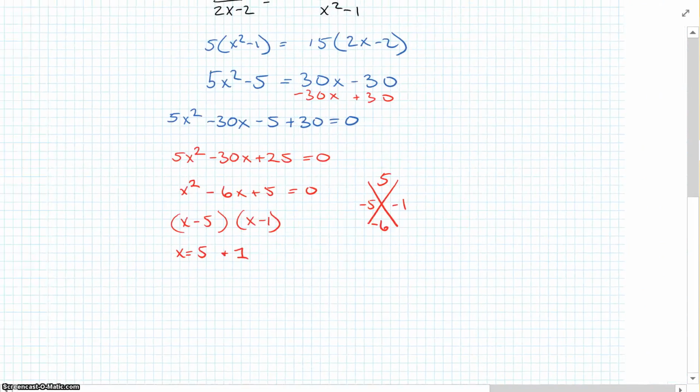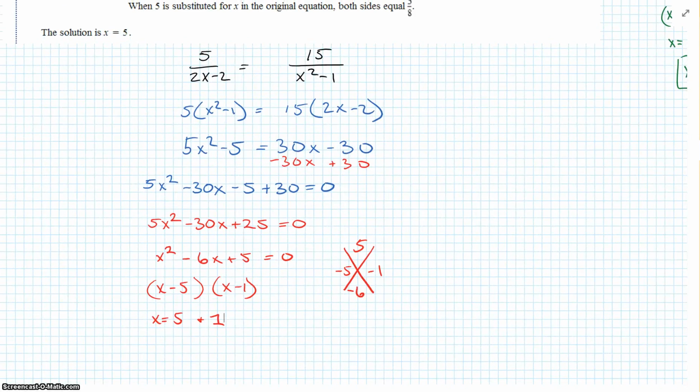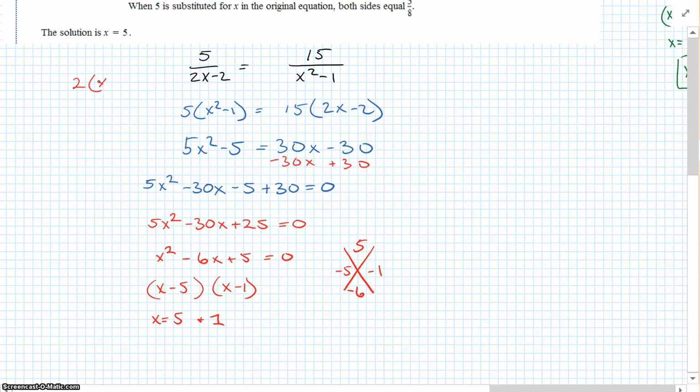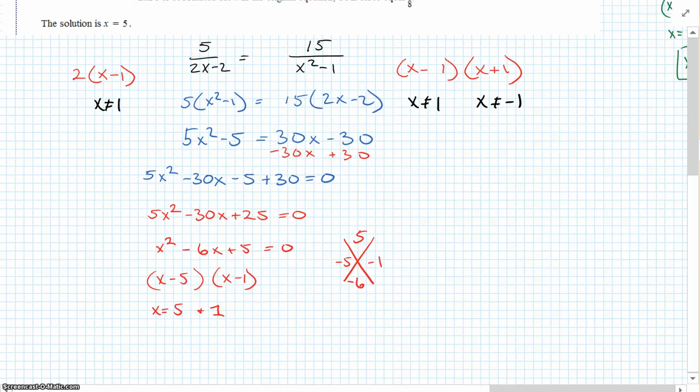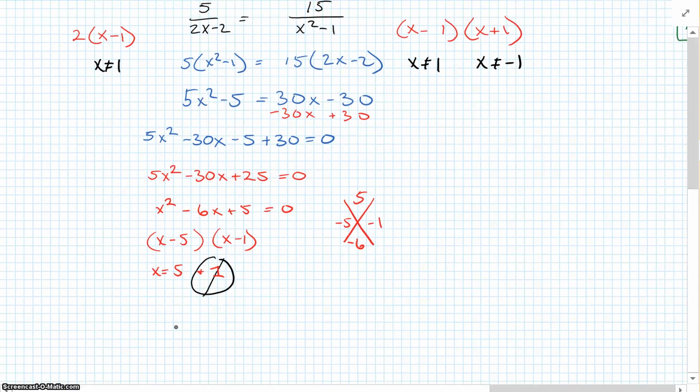Well, let's go look at the original equation. We could factor the bottoms out, and what you're going to find out is it's really 2 times x minus 1, and over here is x minus 1 times x plus 1. So what can my restrictions be? What can the denominator not equal? 0. So x cannot equal 1, and x cannot equal negative 1. So x cannot equal 1. So the only solution for this one is x equals 5.